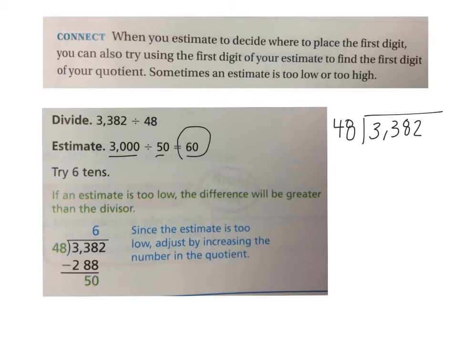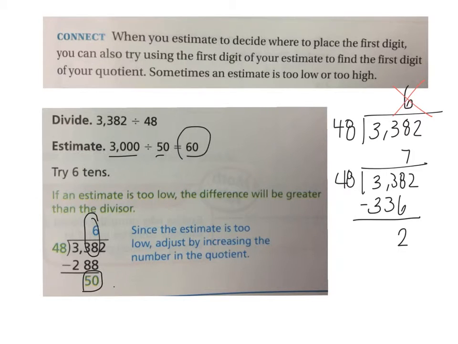Let's see what happens. So if I put 6 up here, see how they put 6 up here? Then dad divided, and he's going to try 6. Then mom multiplies, and she does 6 times 48, which is 288. When sister subtracts, she finds that the answer is 50. What do you know? What can you tell from looking at this work right here? So using our estimation can help us, because if we know that our estimate is too low, we can adjust the number in our quotient by increasing it by 1, right?